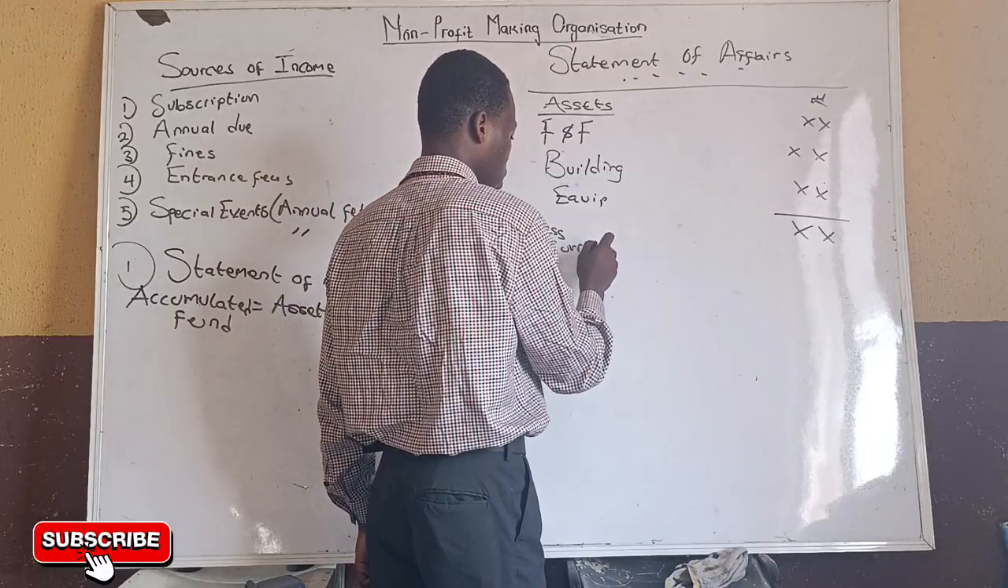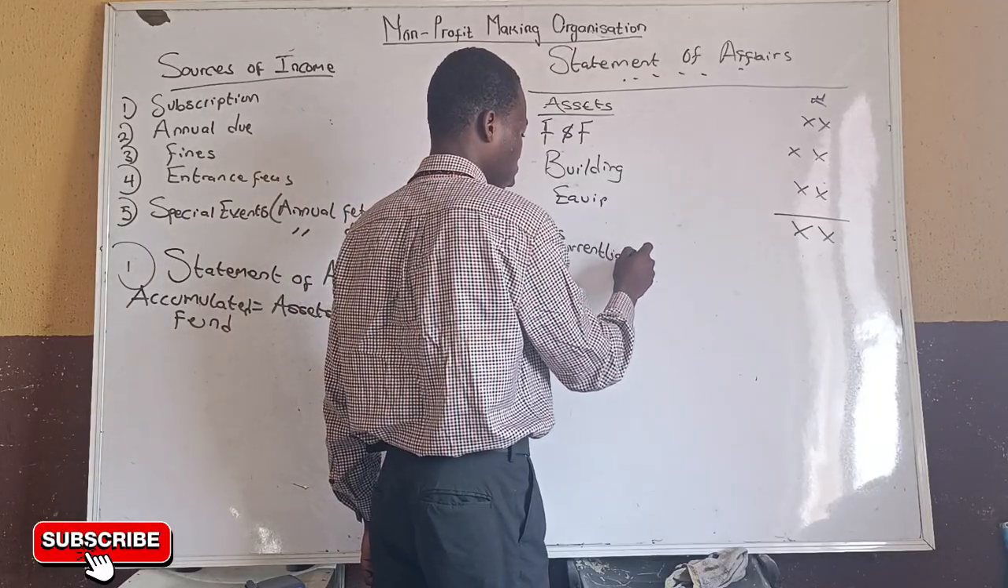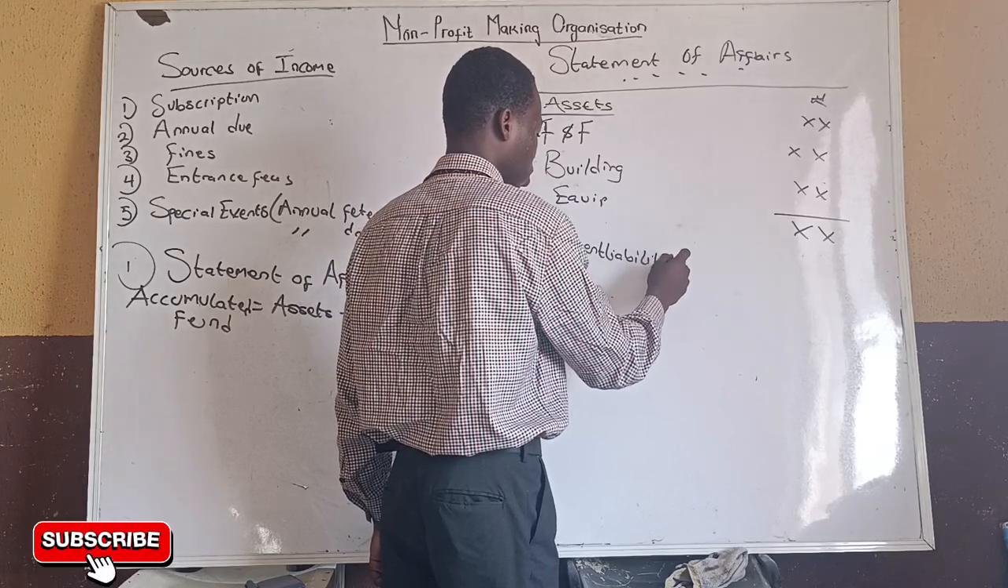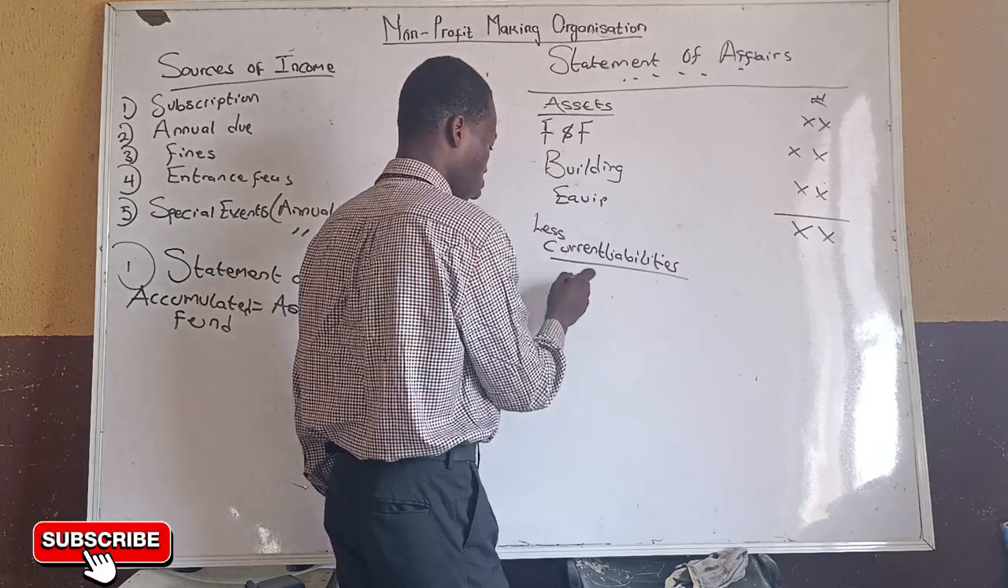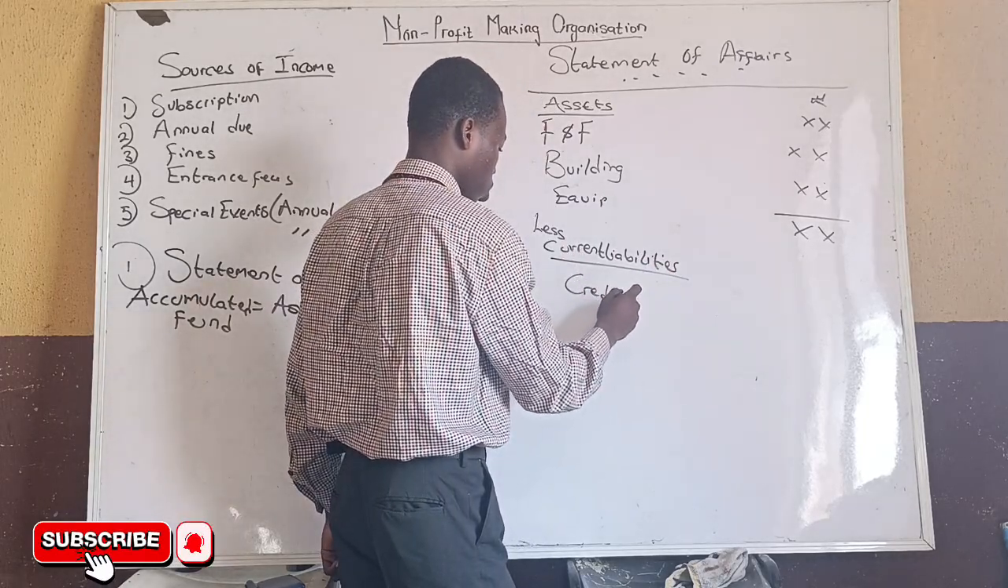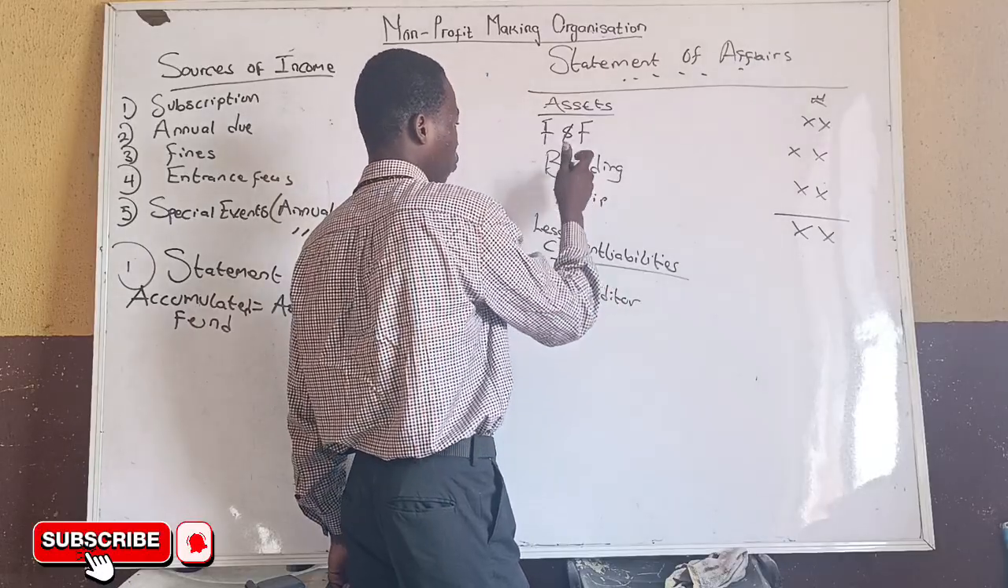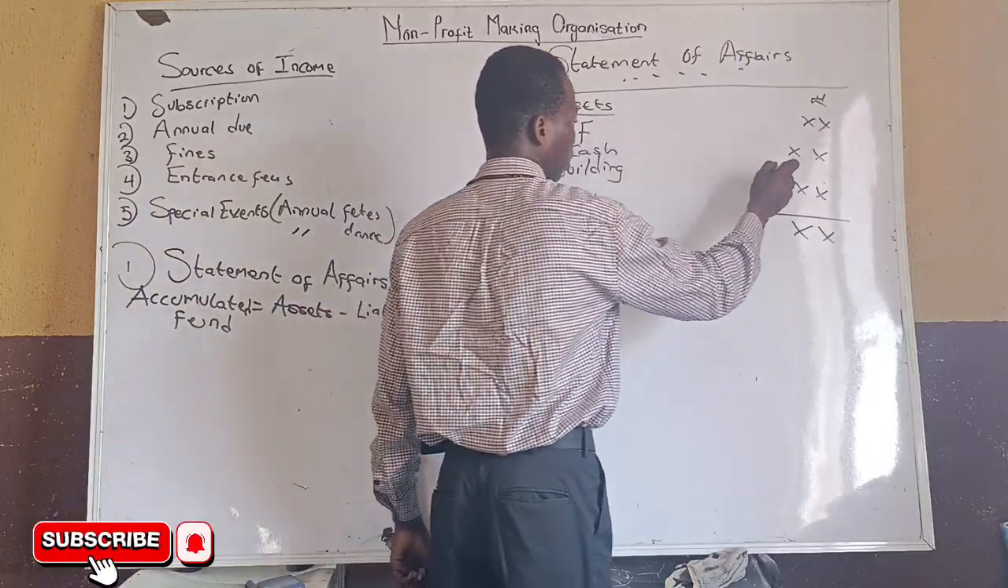current liabilities or your liabilities, long term and current liabilities. That's everything. So we have like creditors, and part of the assets we have cash also. You can add that to it.